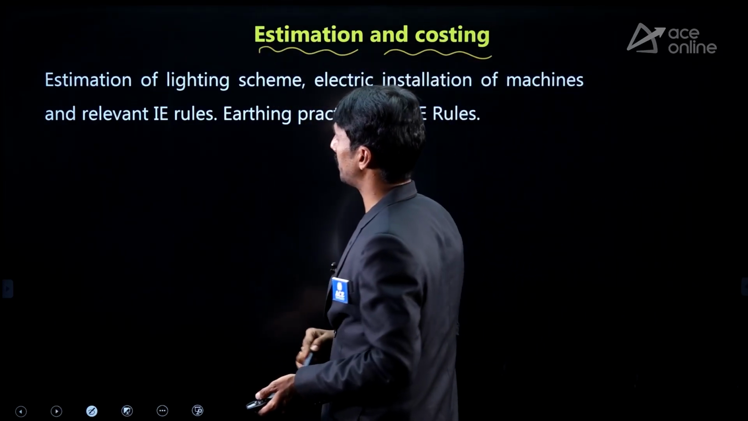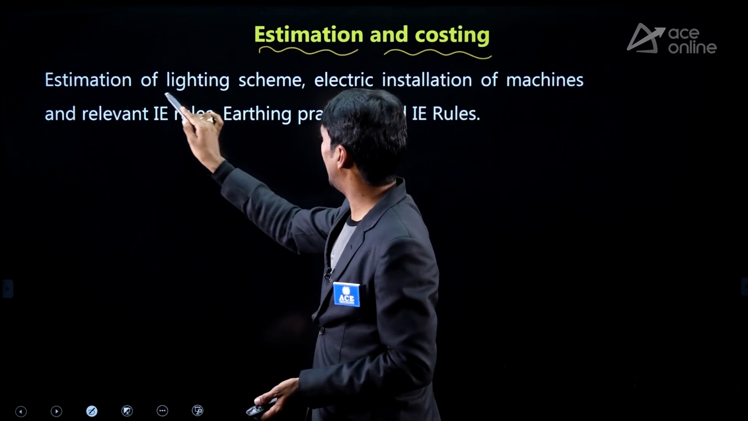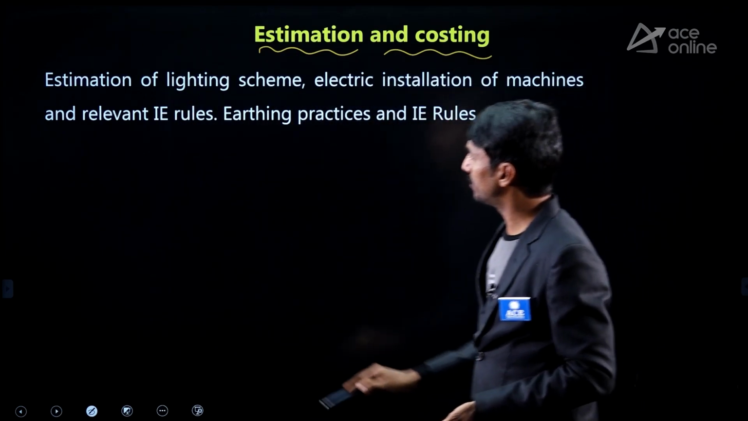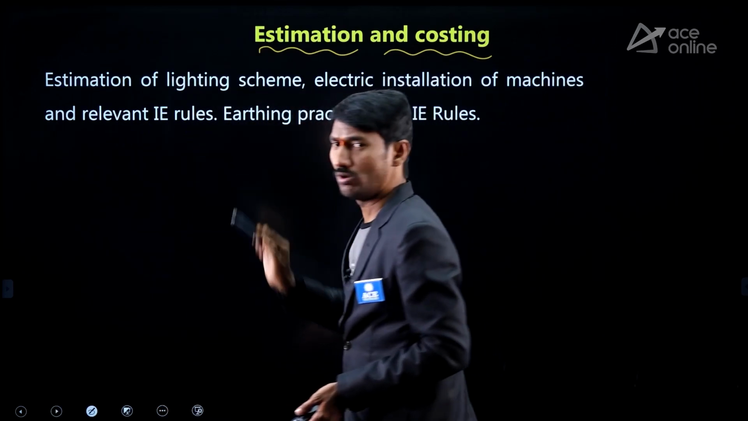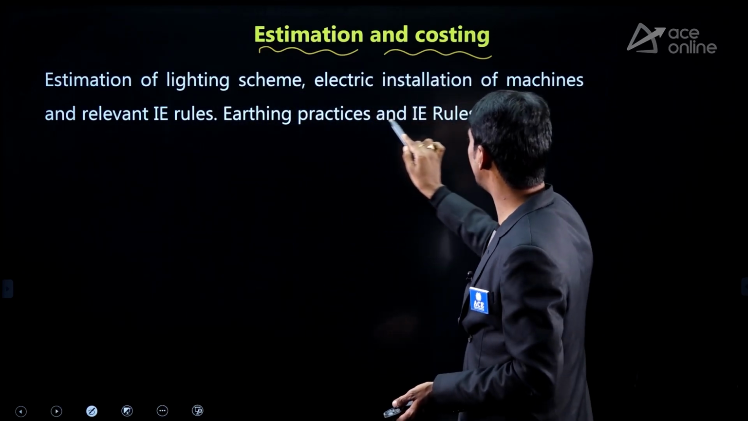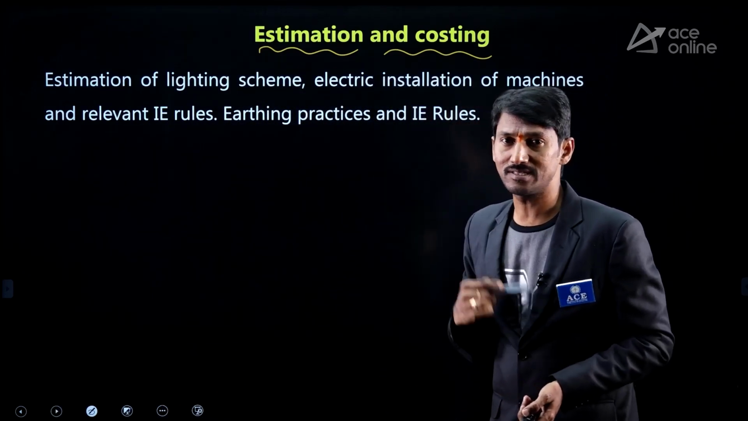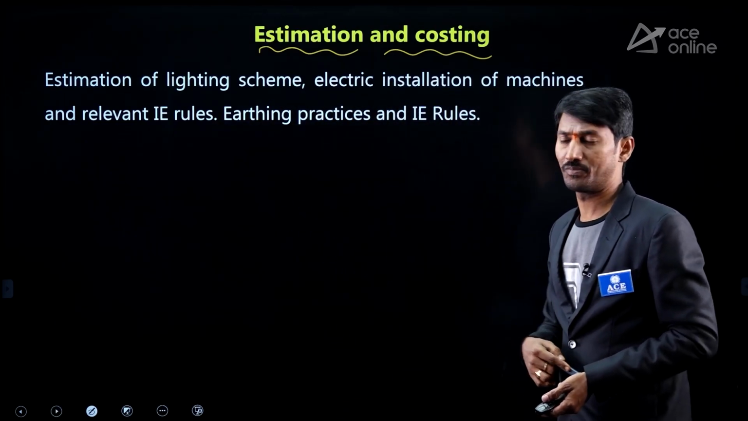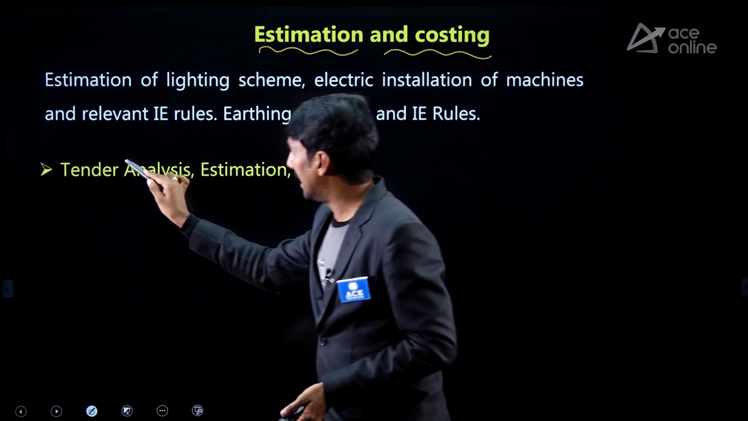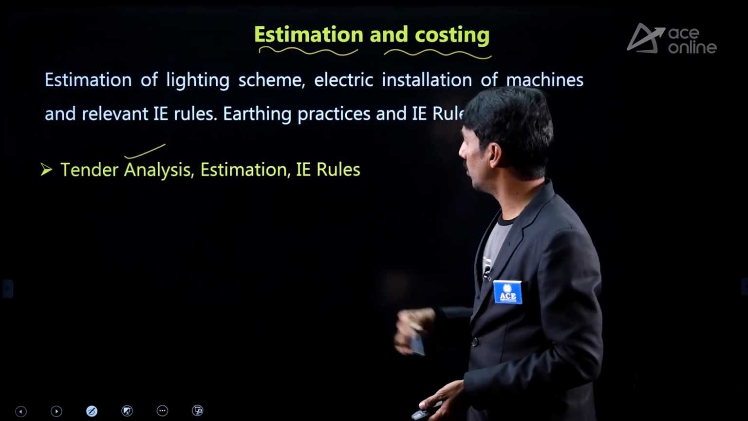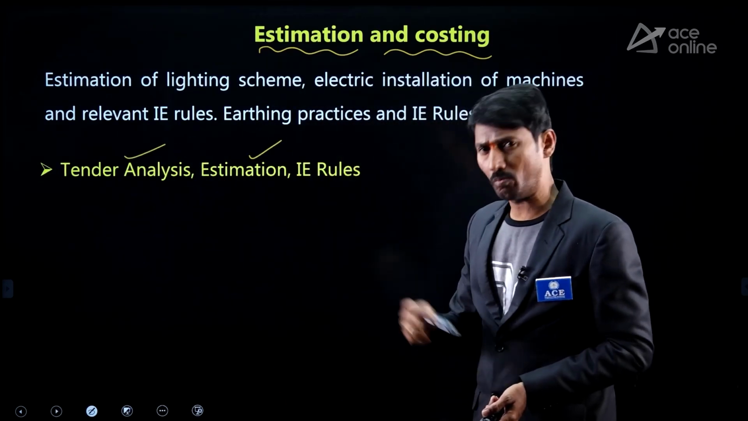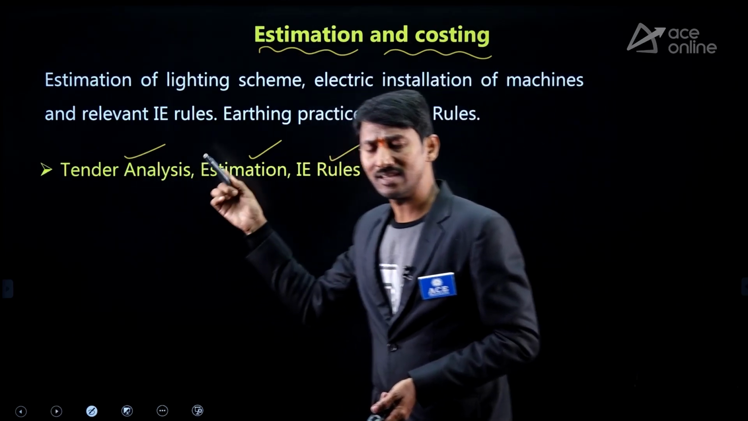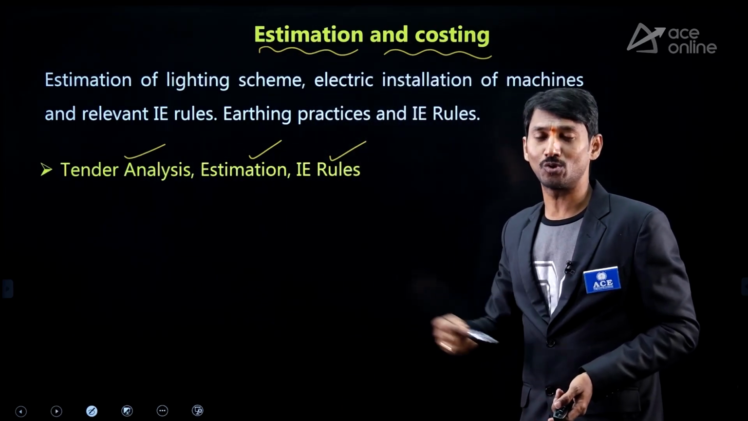Estimation and costing: estimation of lighting scheme, electrical installation of machines, relevant IE rules, and then earthing practice and IE rules. So this is the syllabus. Sir, out of all these, what should we focus on? Here, you have to focus more on tender analysis, the estimation process and concept, and then IE rules. If you focus more on this, there is a chance of getting a better score.